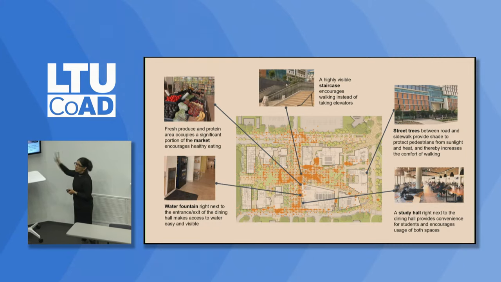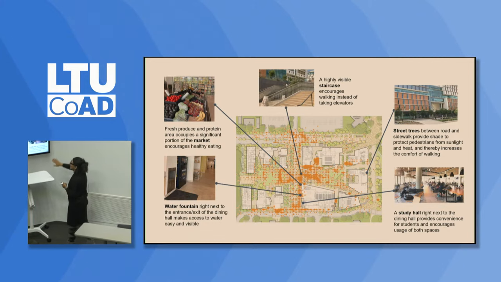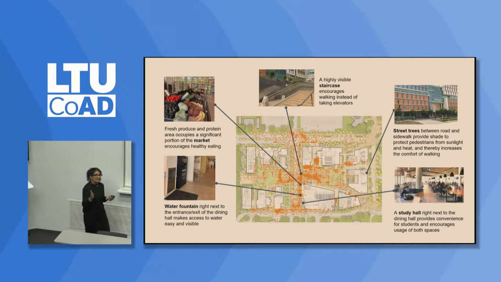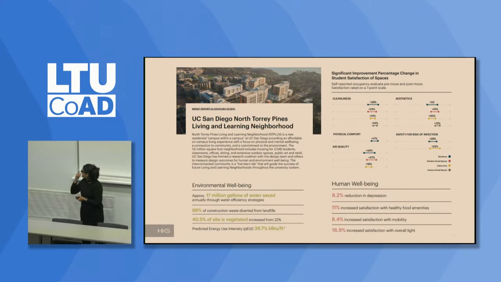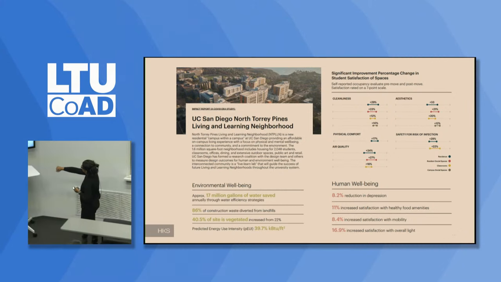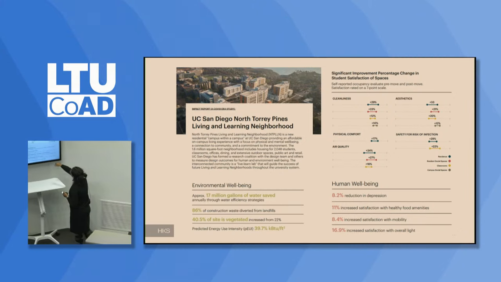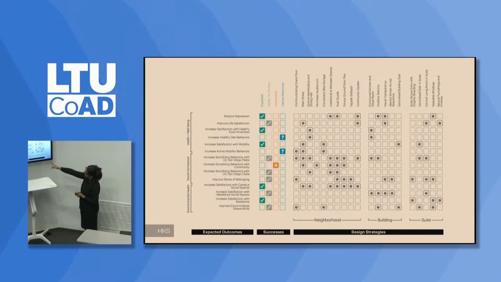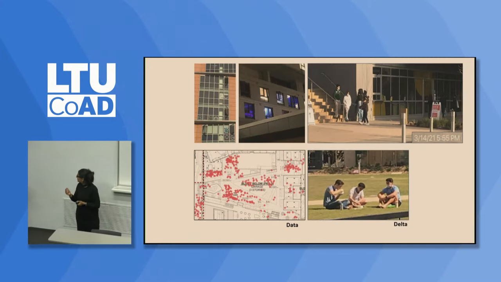All of this is not from HKS researchers, it's from UC San Diego students. They collected the data, they brought it back to us. And these are your overall, so you can see the environmental metrics, you can see the human metrics, you can see the overall improvements. And again, intent, design strategies, outcomes. We always come back to that.